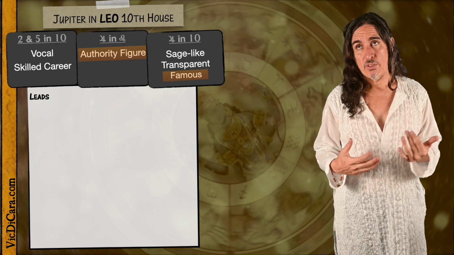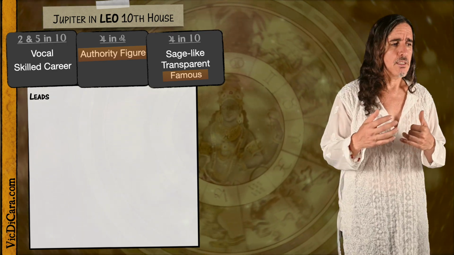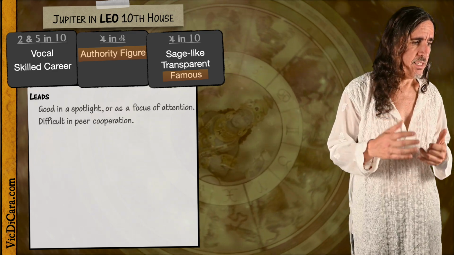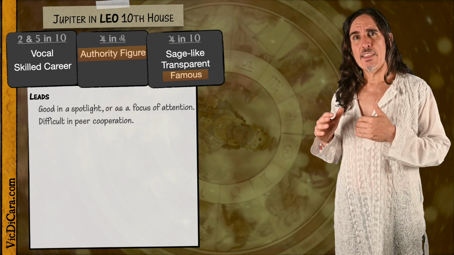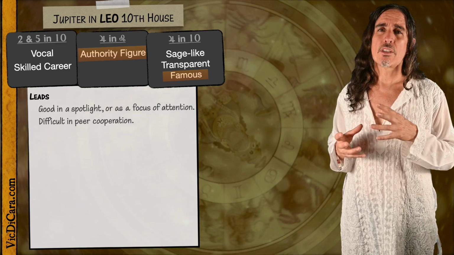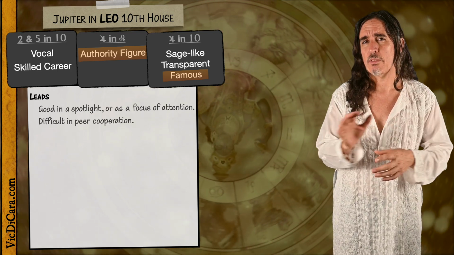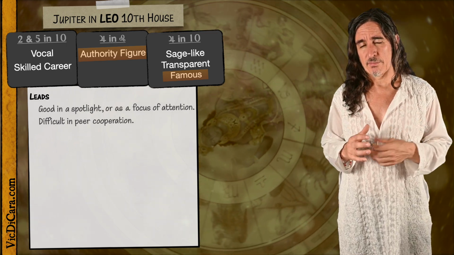So this person with Jupiter in Leo is a leader. They will be very good in the spotlight. They really are happy to be the focus of attention, but they don't like to be ignored. And they probably don't really operate as well when they're not in a leadership position. They probably have less comfort when they're in peer situations.